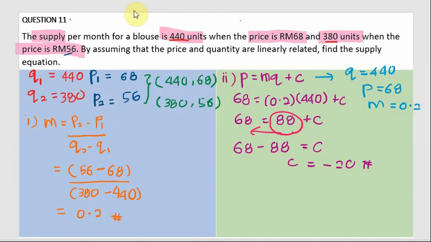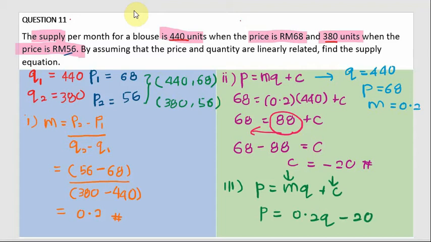Then don't forget to write down, from P equals MQ plus C, replace M and C. So we have P equals 0.2Q minus 20. So this is our linear equation.